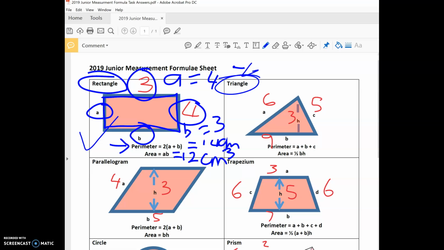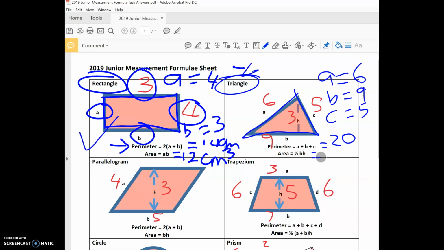Now we're looking at the triangle. So with the triangle, the perimeter is like a little ant, A plus B plus C. So we know that A equals 6, B equals 9, and C equals 5. So A plus B plus C is 9 plus 6 plus 5, which adds up to 20. And it would be centimetres if you were given the units. It's a length, there's no squared or anything.